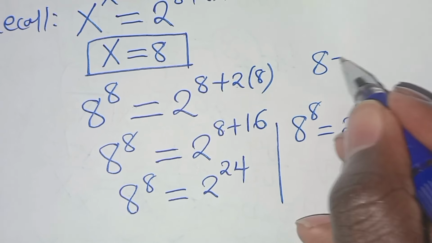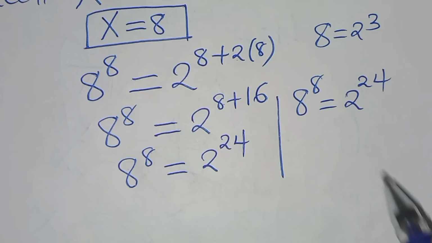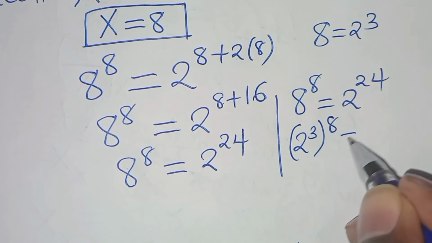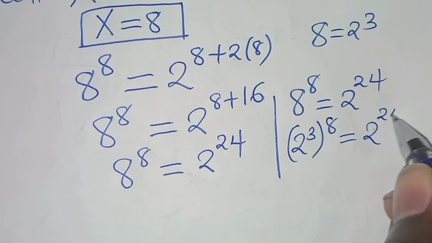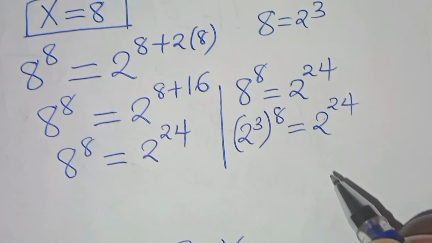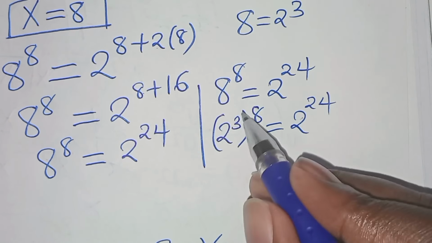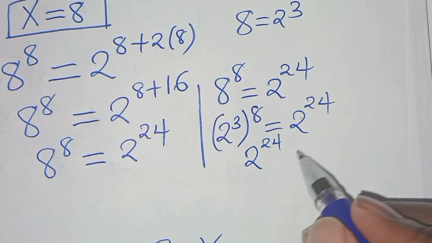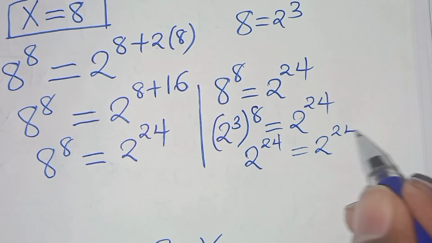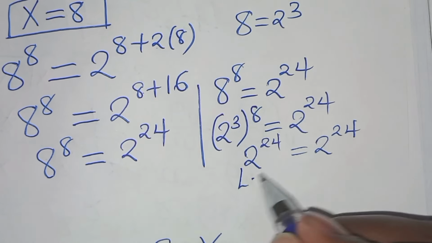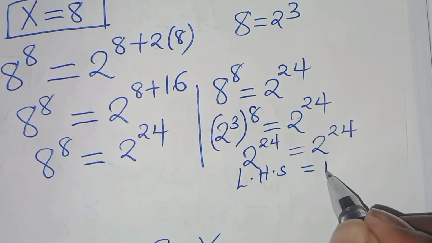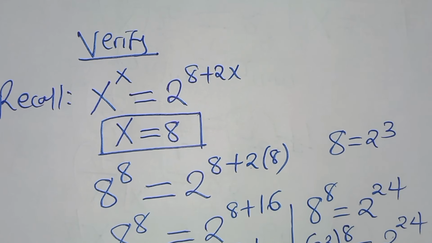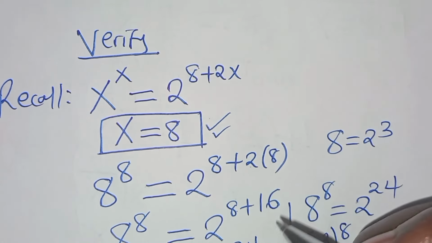We can express 8 as 2 to the power 3. Let's substitute this. So we have 2 to the power 3 raised to the power 8, equal to 2 to the power 24. Now, this implies 2 to the power 8 times 3, which is 24, equal to 2 to the power 24. So the left hand side is equal to the right hand side. And this implies that the value of x, which is equal to 8, satisfies the equation.